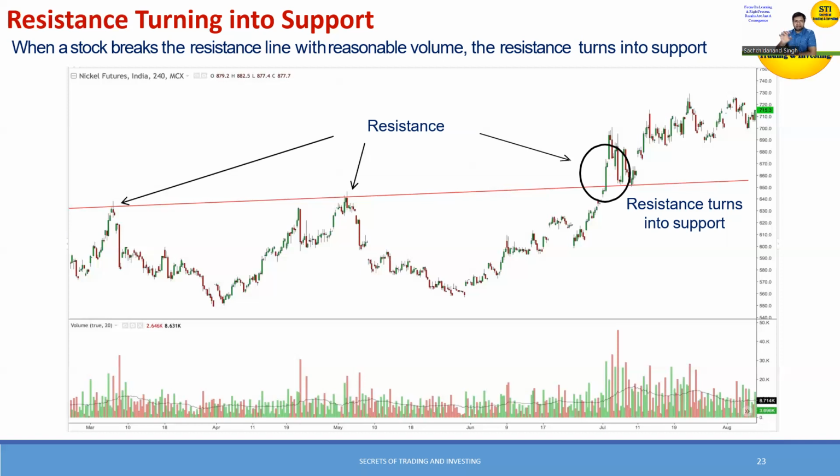To answer the question in short, whenever the price touches the defined limit on the upper side, it is called hitting the upper circuit. When it touches the defined limit on the lower side, it is called hitting the lower circuit.